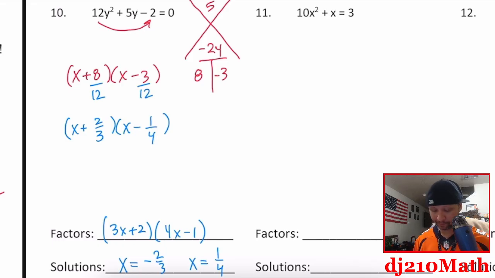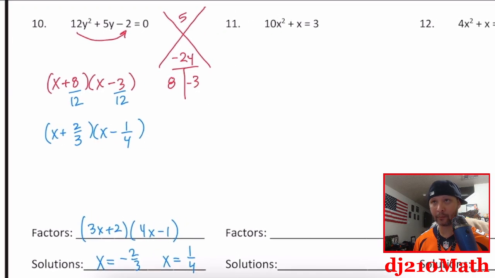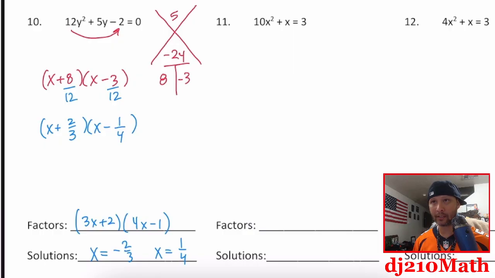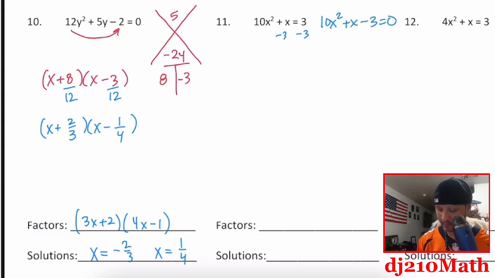Okay, number 11. Compare 10 and 11 real quick. Something is not quite right. Only because it's equal to 3. We want this to be equal to 0, right? All these problems that we've done have been equal to 0. That's the only way to factor these using this method. So I'm going to subtract 3 from both sides. So this is really 10x squared plus x minus 3 equals 0. And there's no GCF because 10, 1, and 3, right? There's nothing common.